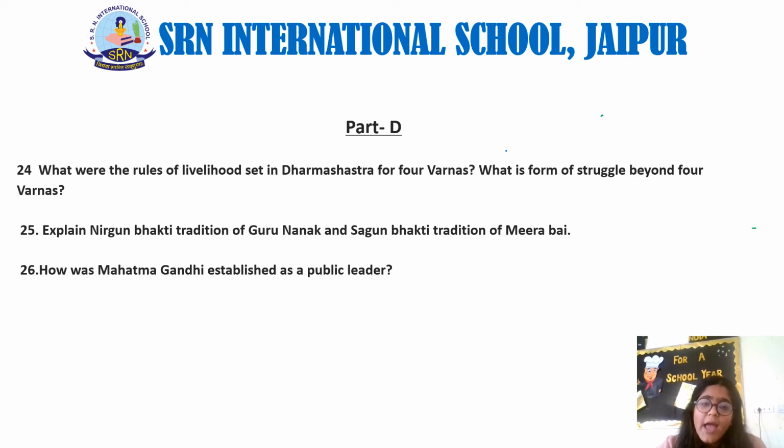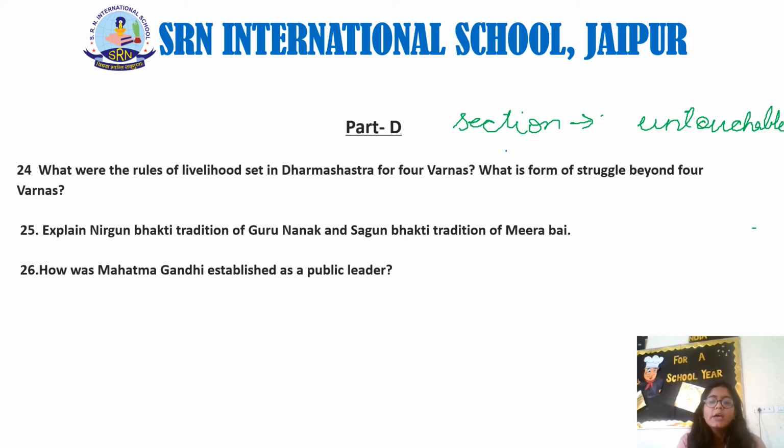Brahmanas also came up with one more section of society, known as untouchables, who were treated very badly. So the struggle you need to write about relates to the untouchables, Harijans, and the class difference between Kshatriya, Shudra, Brahmana and Vaishyas. I hope this question is clear to all of you. Let us move towards the next question.